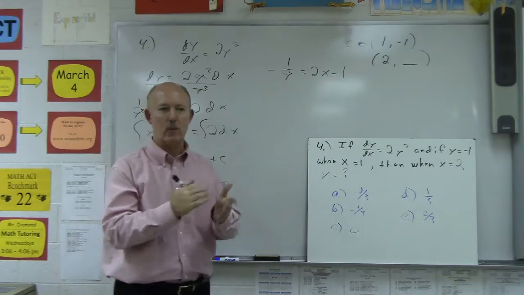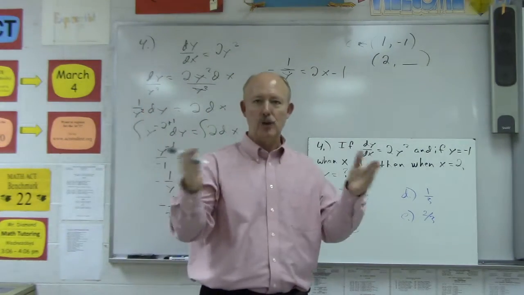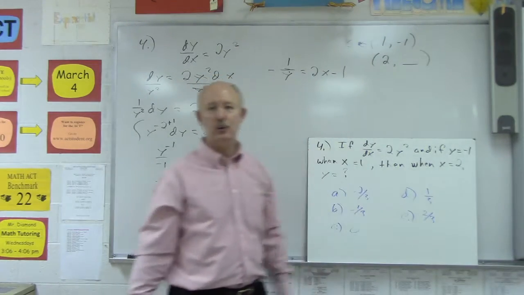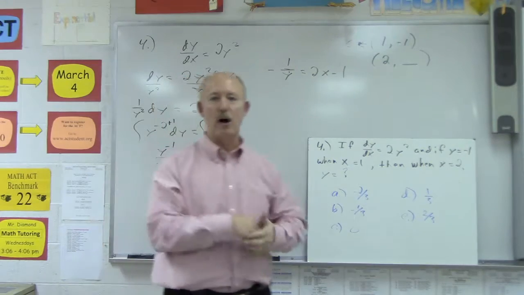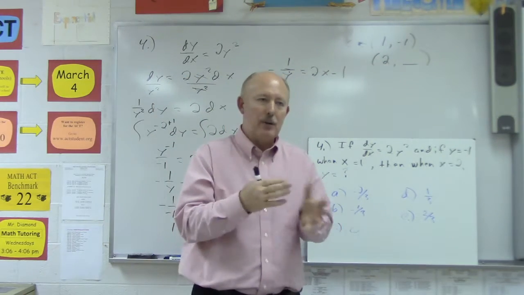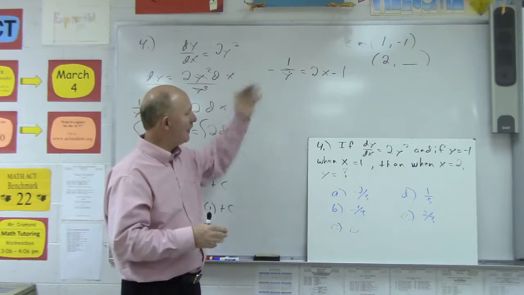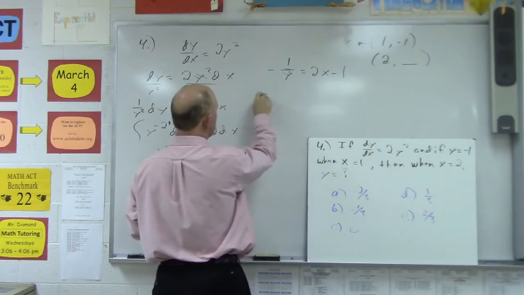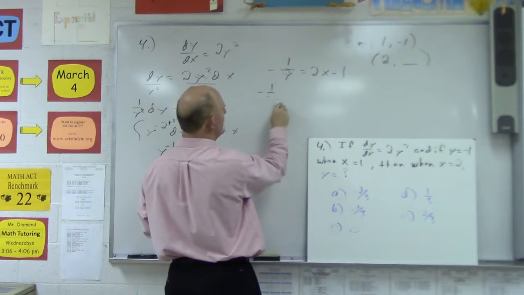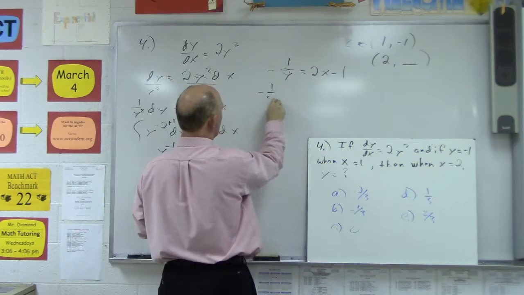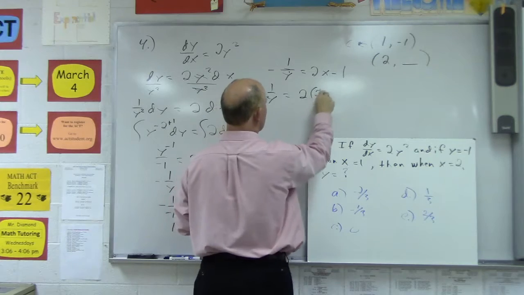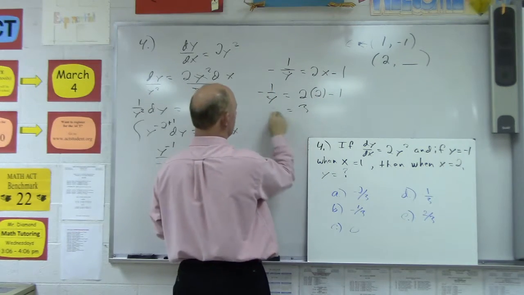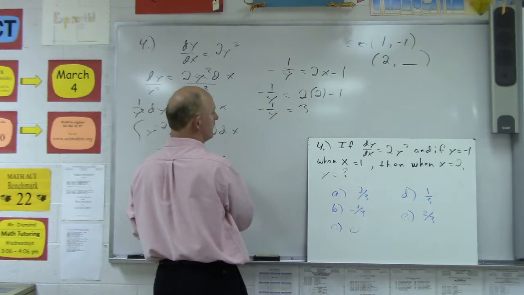Now I'm not going to try to solve it for y yet. I don't have to. I'm just going to use that now to make my prediction. So what is y when x equals 2? Let's substitute in, and now we'll solve for y. By not solving for y right now, I don't have to do this twice. Substituting 2 in for x will give us negative 1 over y equals 2 times 2 minus 1. Now, 4 minus 1 gives us 3, so we have negative 1 over y equals 3.